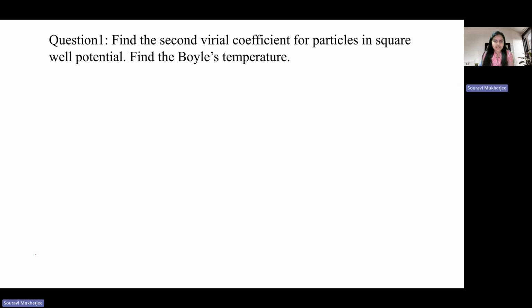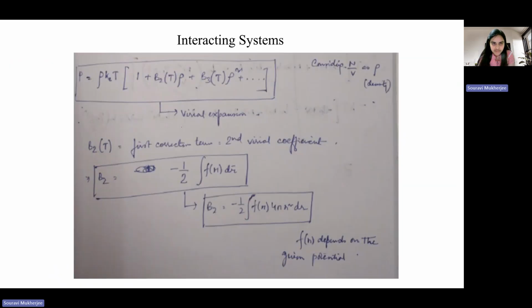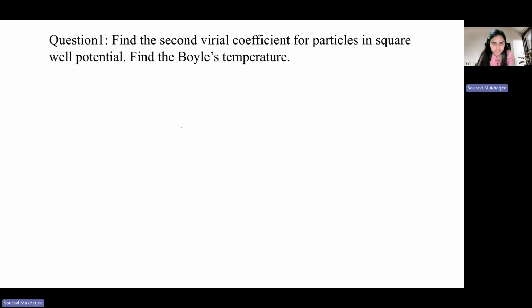And then, as we have just seen, the virial coefficient involves an integration of f of r dr, right? And f is nothing but e to the power minus beta V minus 1. So e to the minus beta V minus 1 is f. That means now you know V, you have to find f, and then you have to do an integration to find the extra term. That's the second virial coefficient.